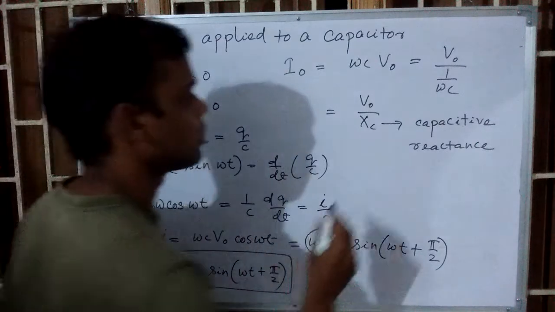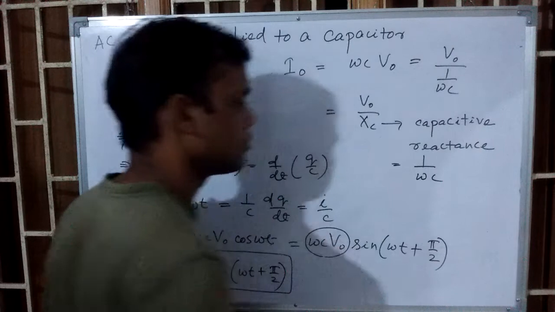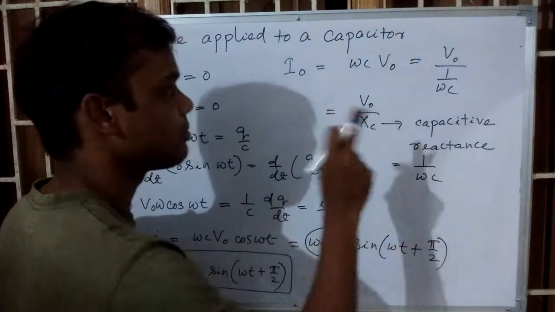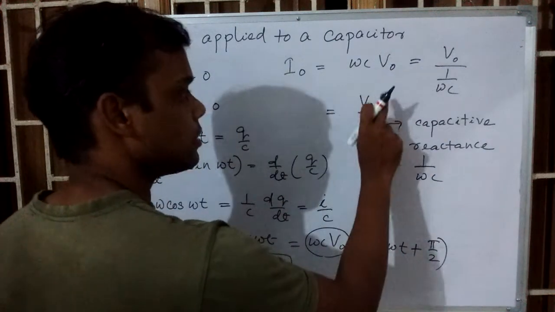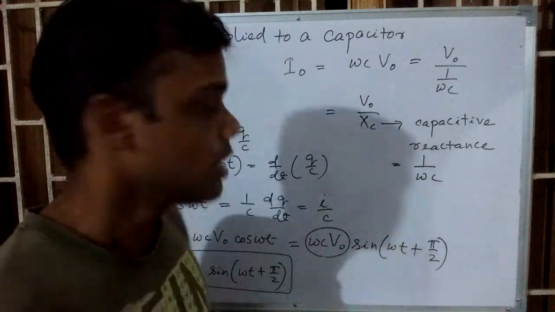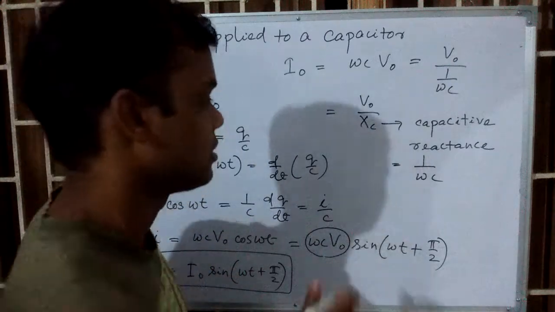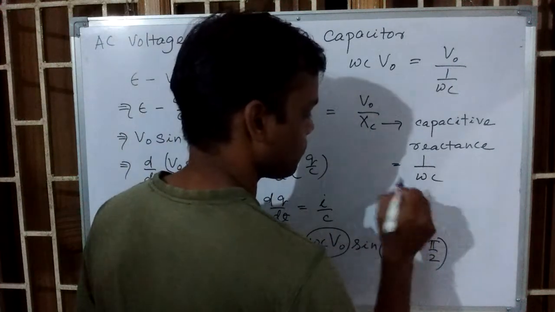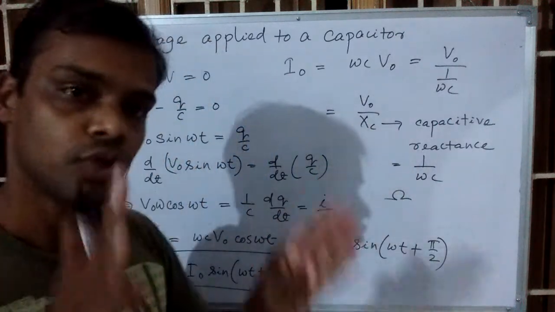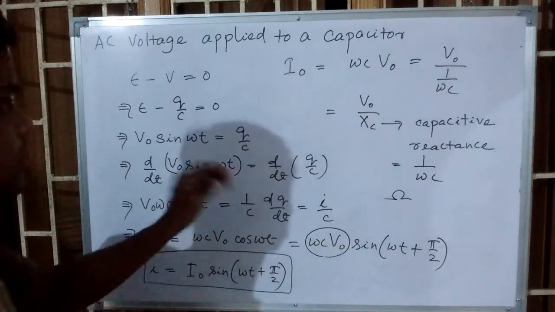That means this is equal to 1 by omega C. Now you must be thinking what should be its unit. Always remember, this is current, this is voltage. That means this should be equivalent to a resistance. That means its unit will also be the resistance unit, that is ohm. Unit of reactance, whether it is inductive reactance or capacitive reactance, is ohm. And that was the first observation.